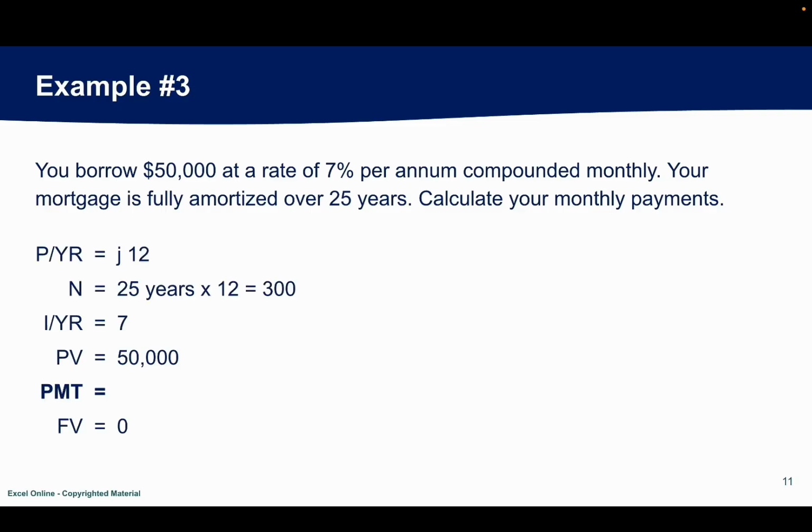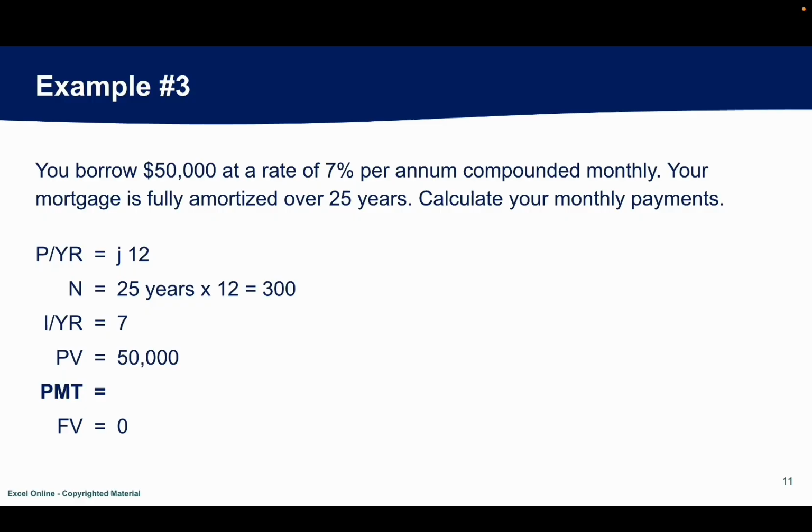Now let's summarize the question. The loan is 7% J12. The loan is for 25 years. The borrower will get $50,000 to start, and the monthly payments will make the FV value 0. So PYR is 12 because the rate is J12. N will be the years multiplied by the frequency of the payments. So the loan is for 25 years and payments are made monthly. So that's 25 times 12, which gives us 300.